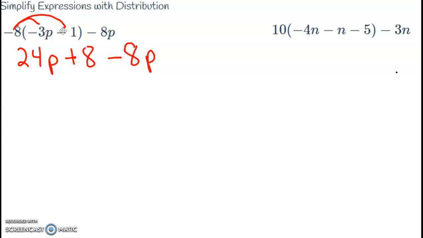Alright, the next thing we're going to do is collect like terms. So if you look, you've got two like terms, 24p and -8p. They both are multiplied against the variable, raised to the same exponent. Now, you combine those, different signs, find the difference. 24 minus 8 is 16p. Bring down the positive 8.